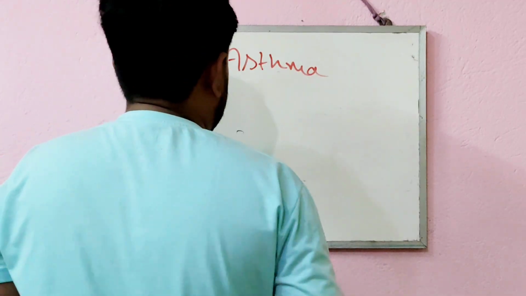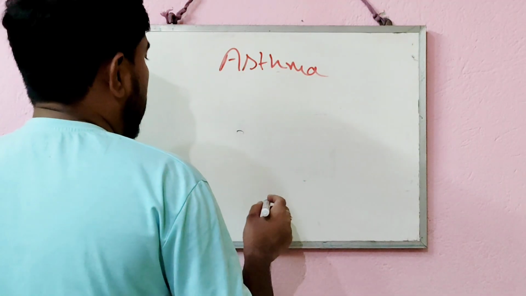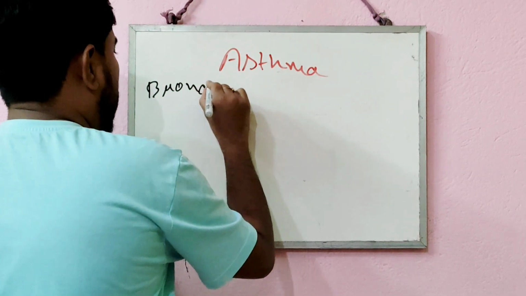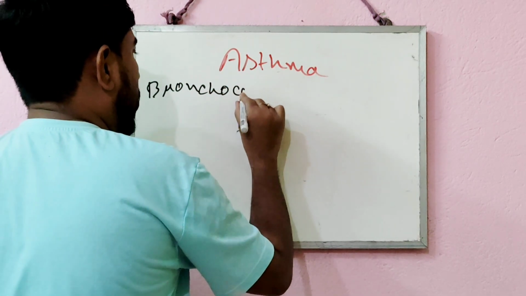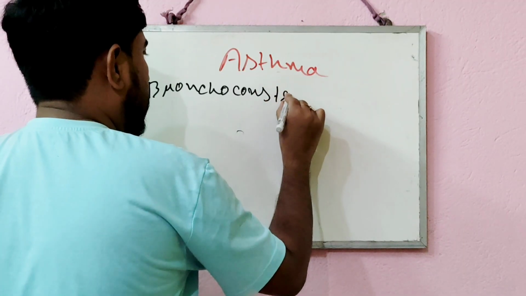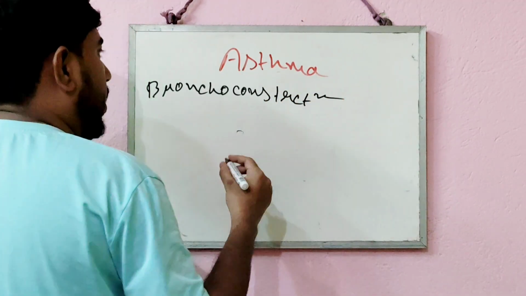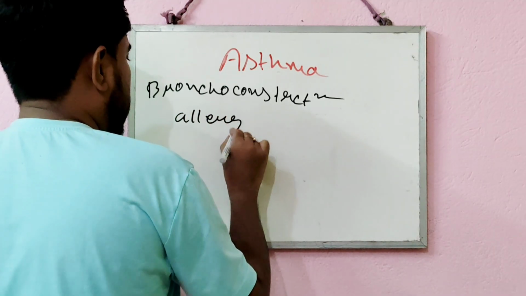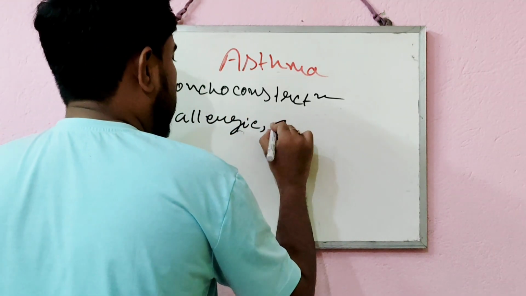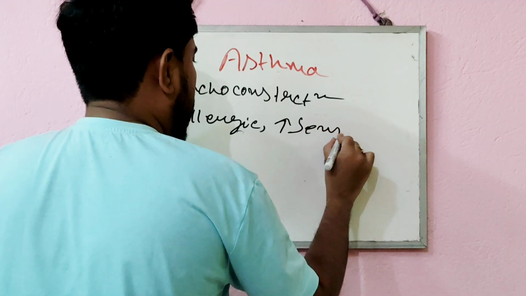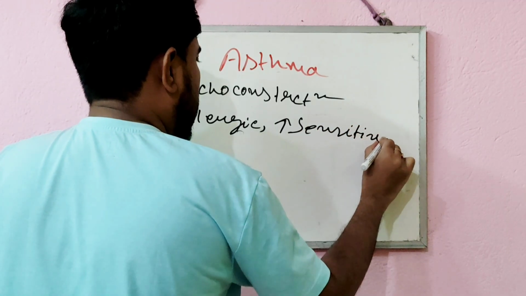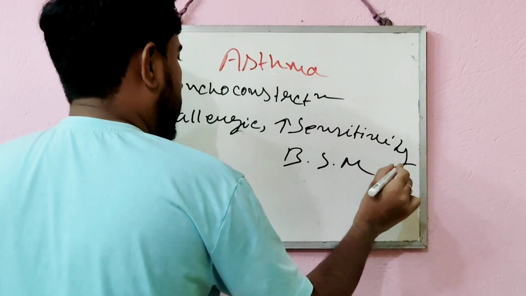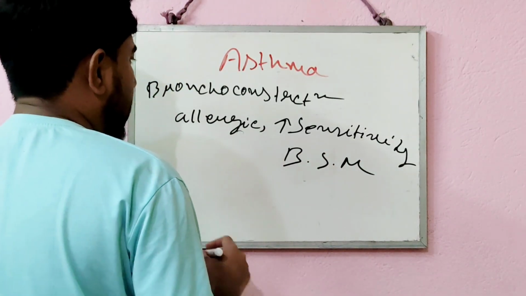But in case of asthma, what happens is due to the bronchodilation, sorry, due to the bronchoconstriction, and that constriction can be due to different factors, mainly the allergic reaction or hypersensitivity reaction of our bronchial smooth muscle.